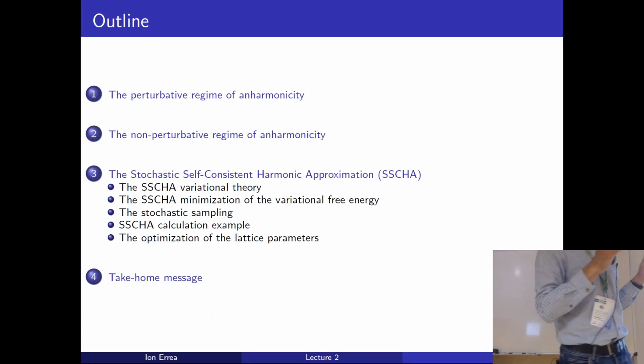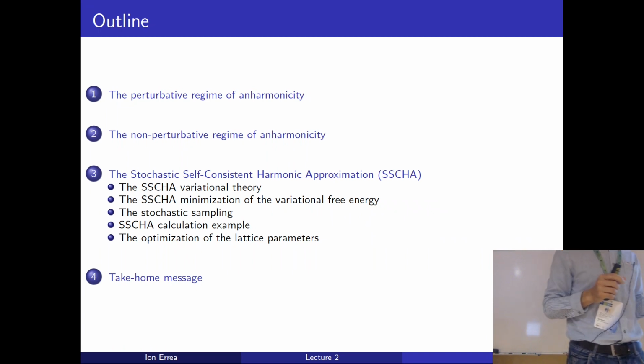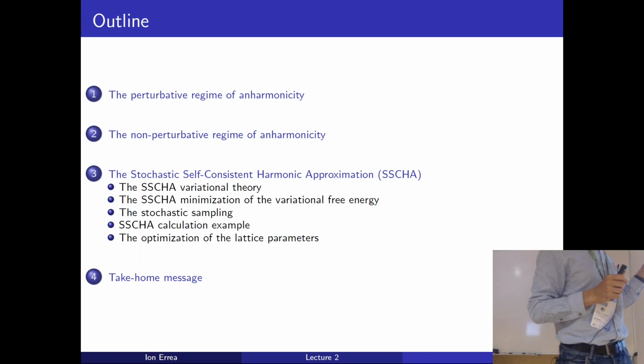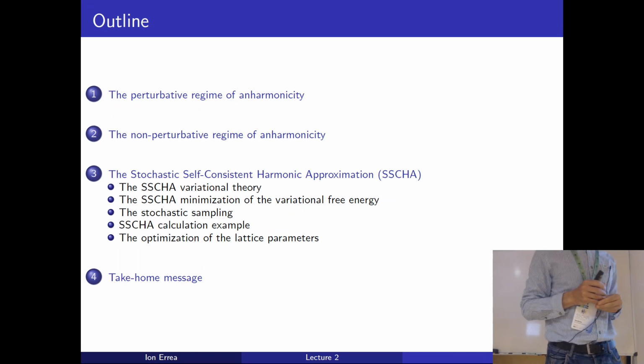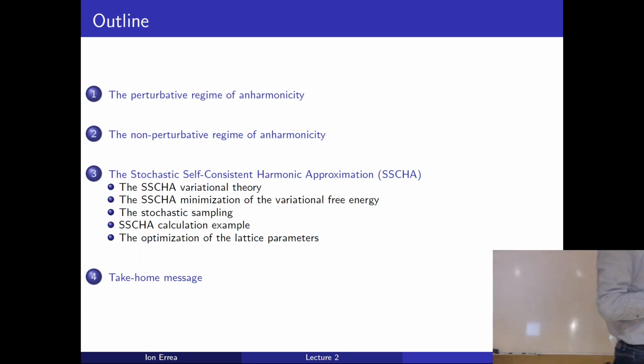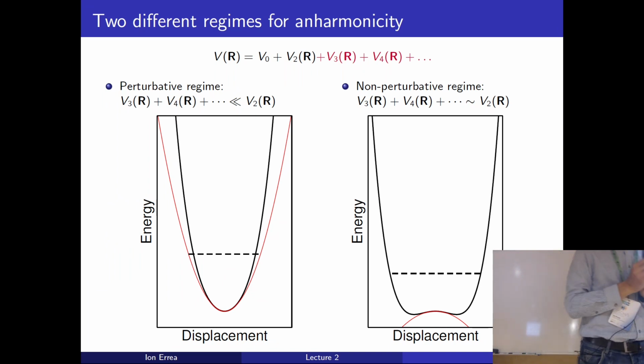So basically, first of all, I'm going to talk a bit about the perturbative regime of anharmonicity, right? Then I'll go to the non-perturbative regime of anharmonicity. Then I will present in depth the stochastic self-consistent harmonic approximation, okay? So we have two regimes of anharmonicity, okay? I'm going to use this notation.